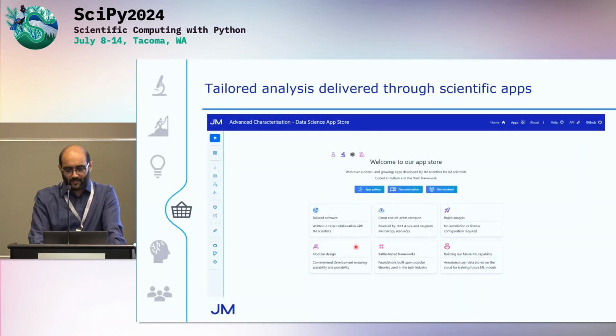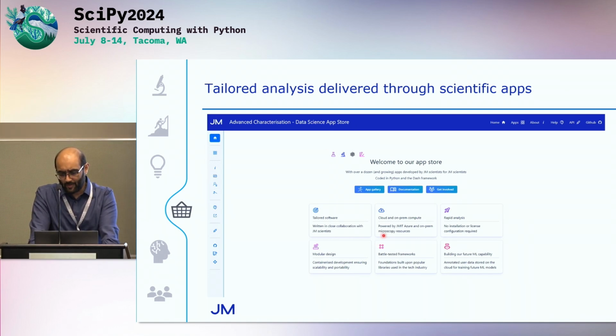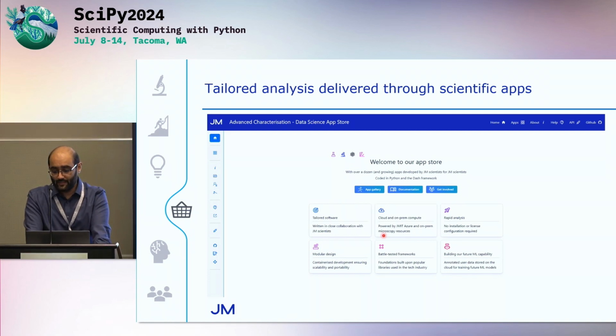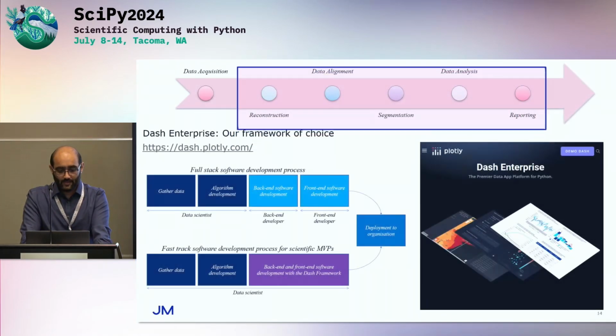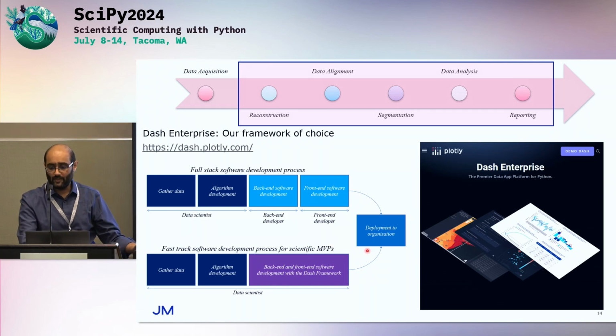And this is where we've developed a platform that we've built over the last few years, and our company has used Dash as the main platform of choice to do this. Ultimately, the goal is to create a comprehensive ecosystem of tools that supports the entire microscopy characterization of our materials. Essentially here with Dash, we've simplified our full stack development process, where traditionally you need a data scientist, a back-end developer, and a front-end developer. In this case, we're fast-tracking our software development to get to what we call a minimum viable product to deliver for the organization.